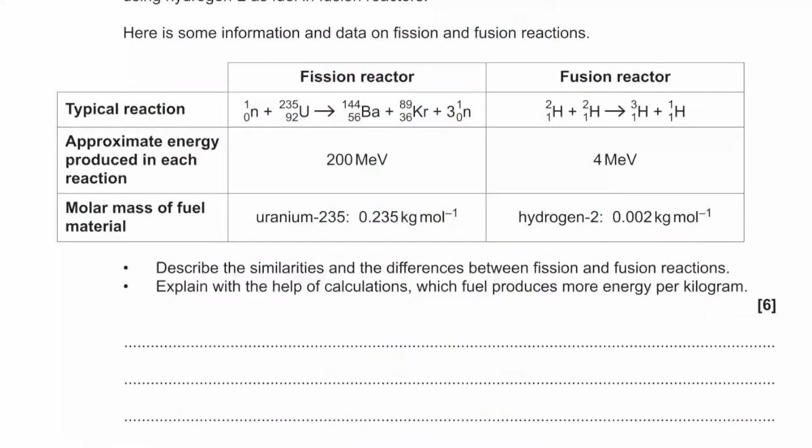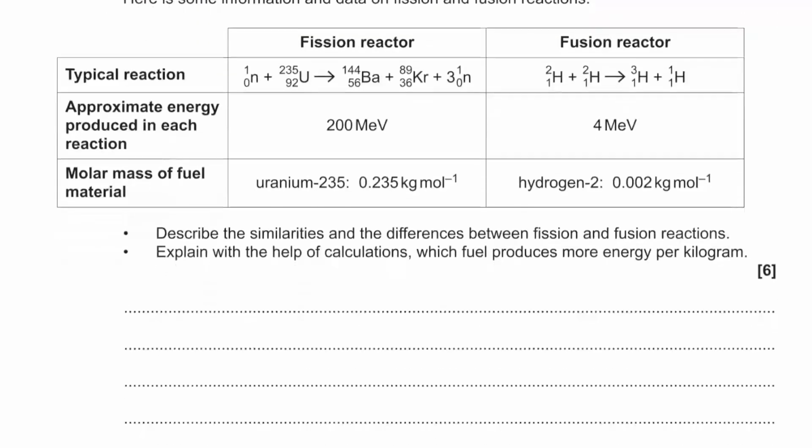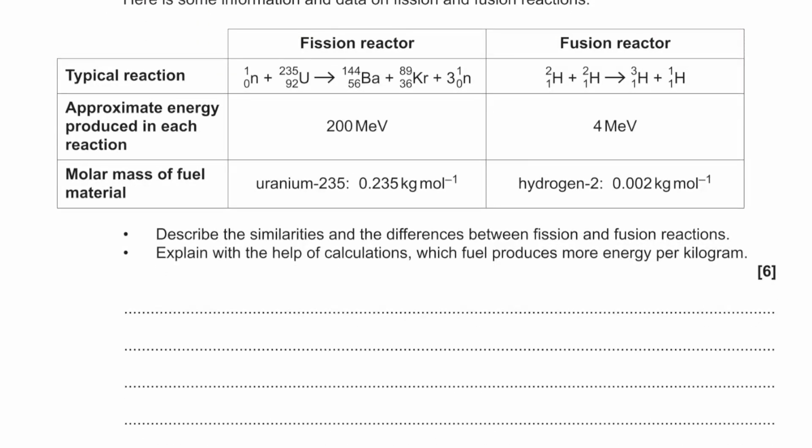Cool. B, some nuclear fission reactors use uranium-235. In the future, we might be using hydrogen-2 in fusion reactors. Yeah, they've been saying this for 50 years. I'll believe it when I see it. There we go. Describe the similarities and differences between fission and fusion reactions. Explain with the help of calculations which produces more energy per kilogram.